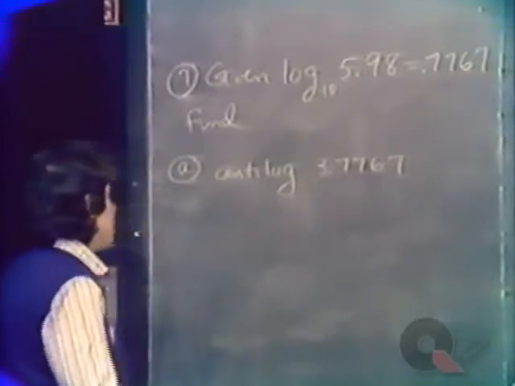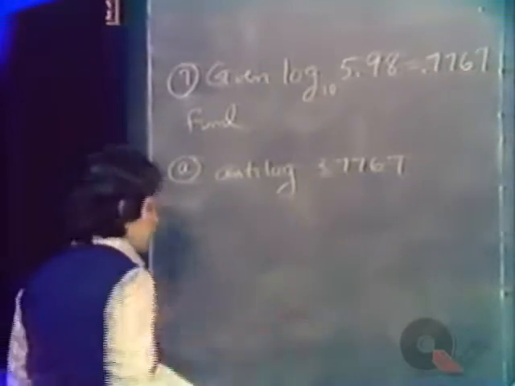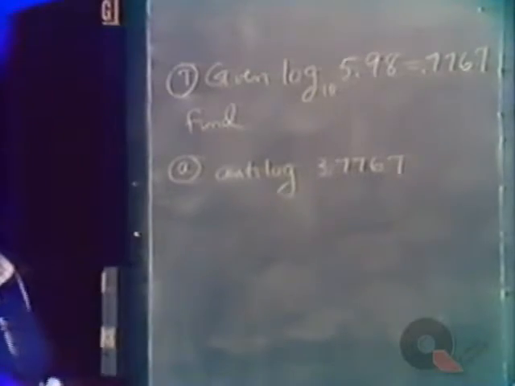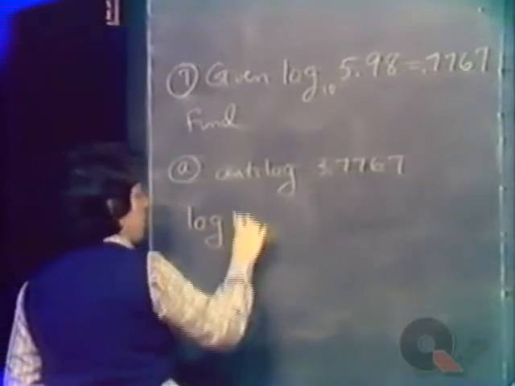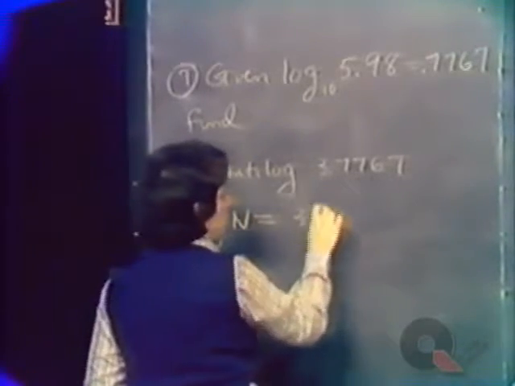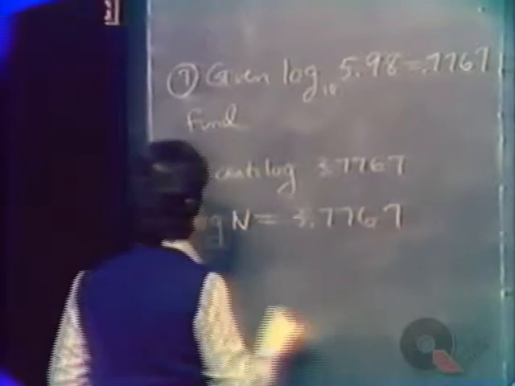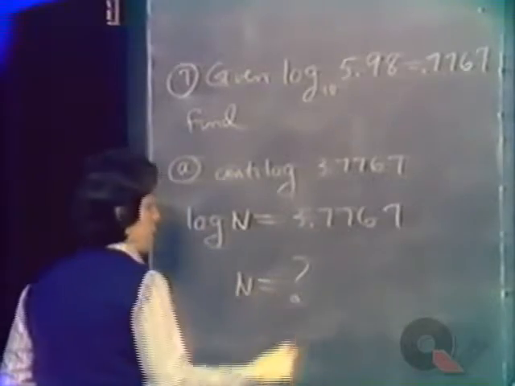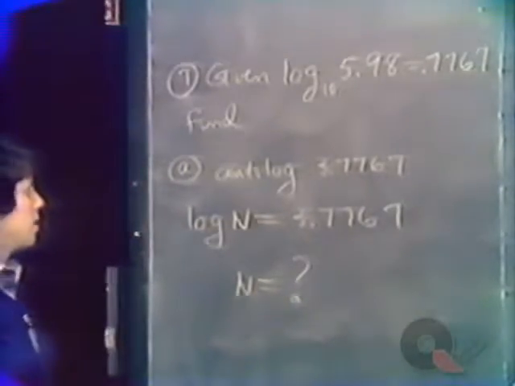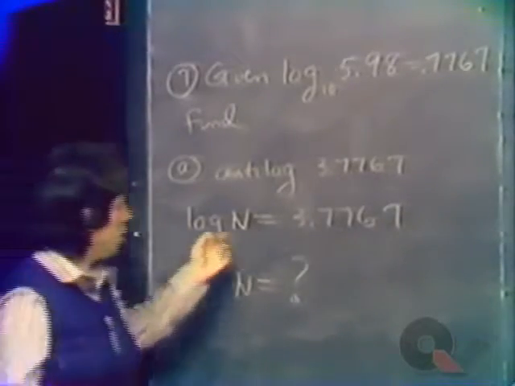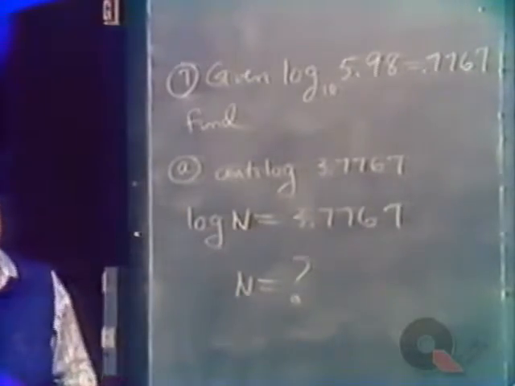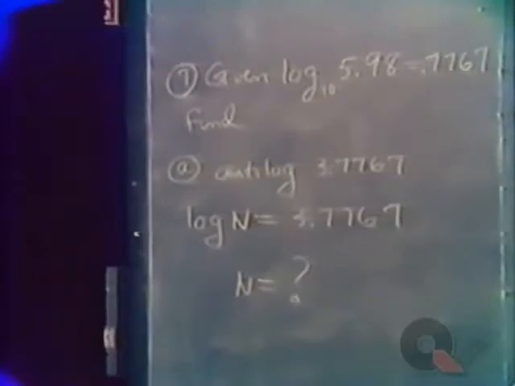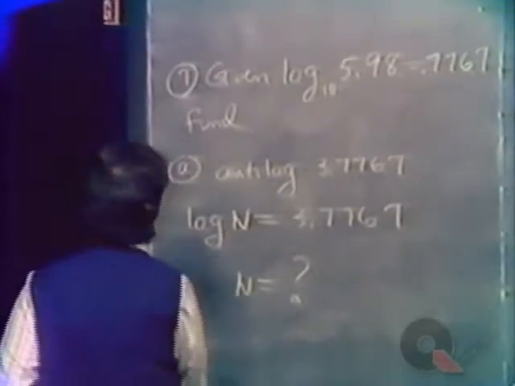Okay, so we can let n be the number whose log is 3.7767. That is, say that the log of some number is 3.7767, and we want to figure out what is n. This is what we mean by the antilog. The log is 3.7767. What must n have been? And we're going to sort of undo the steps that we did in problem 6.